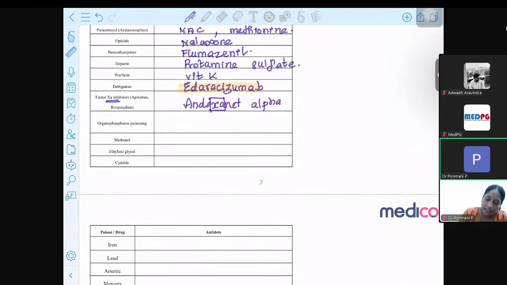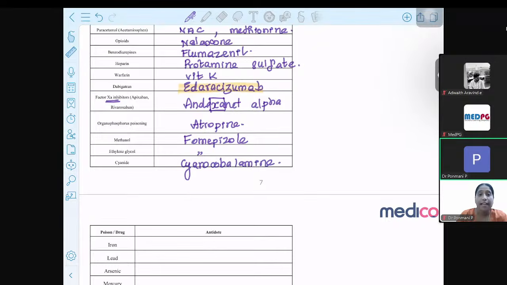And for OPC poisoning, you know it is going to be atropine. For methanol, it is going to be fomepizole. And for ethylene glycol also, it is going to be fomepizole. For cyanide, it is going to be cyanocobalamin.